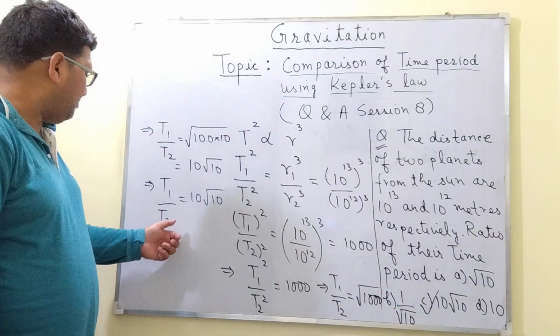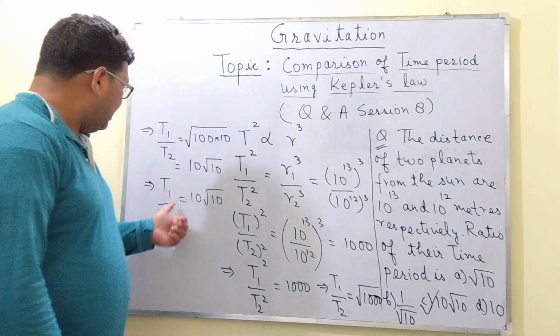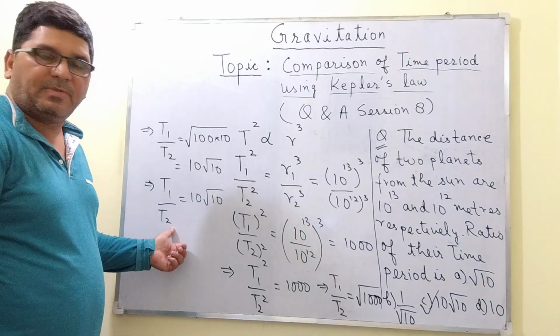And here 10 root 10 is basically equal to the time period of the first planet divided by the time period of the second planet.